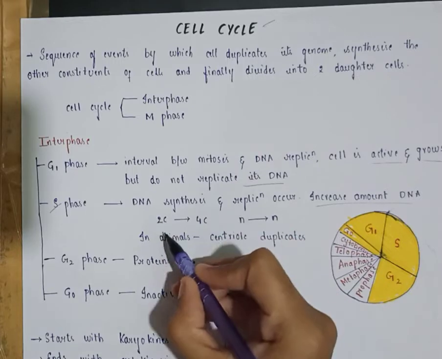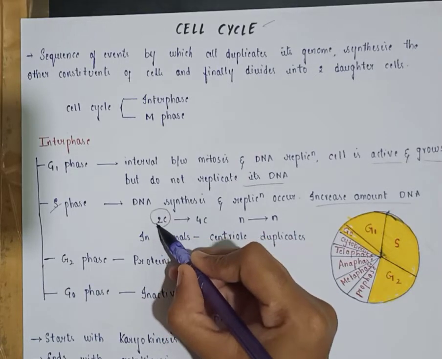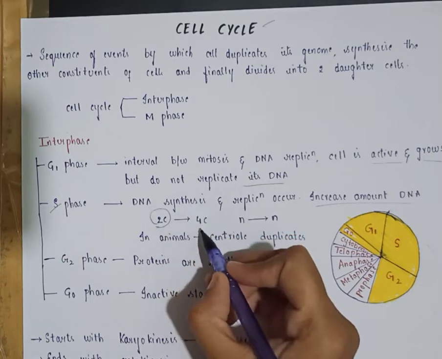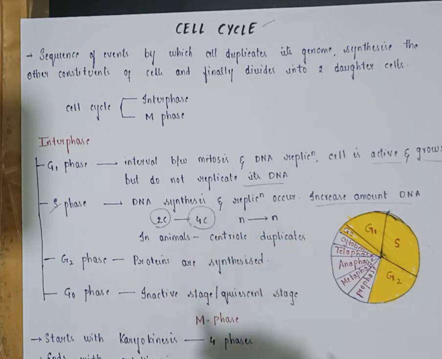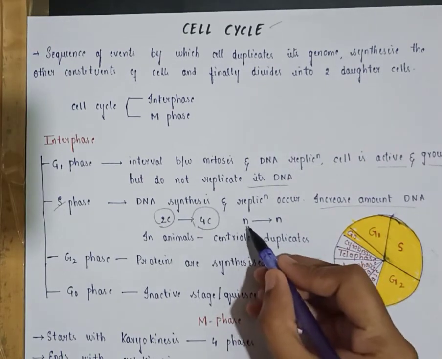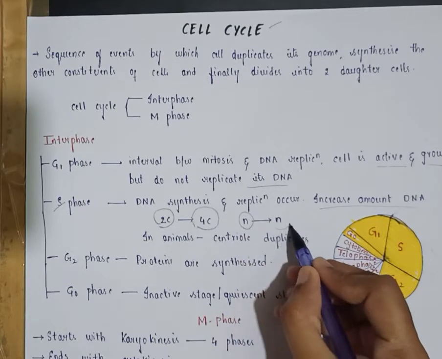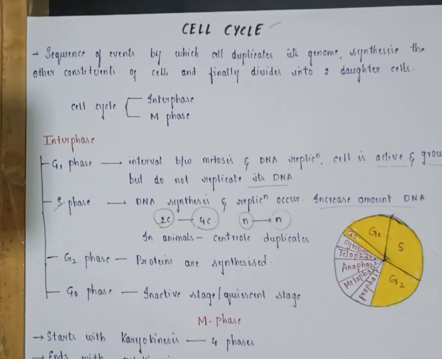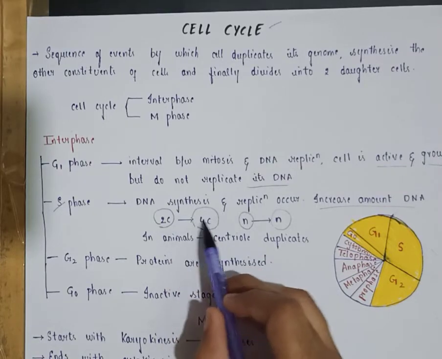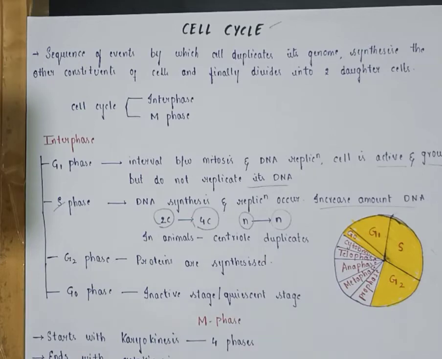So for example, if at the start of S phase the cell has a 2C amount of genome, after the S phase it contains 4C, meaning the total amount of DNA is doubled. And if at the start the genome contains only one set, after the S phase the genome still contains only one set, not two sets. So this is the difference between doubling the amount and increasing the number. Here it increases the amount of DNA but does not increase the number of DNA.